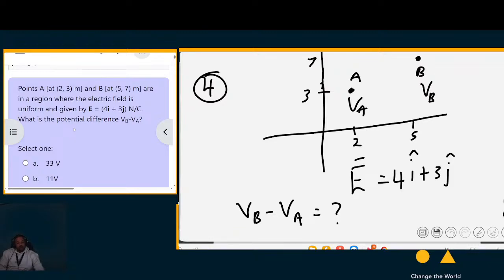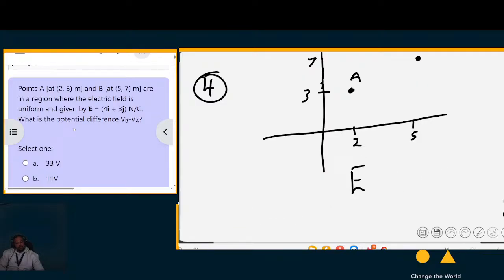So how do we work out VA? So let's first work out the potential at point A. The electric field, let me write it here, is equal to 4 i hat plus 3 j hat. That's the electric field. Now let's work out the potential at point A, VA. How do we calculate the potential at point A?